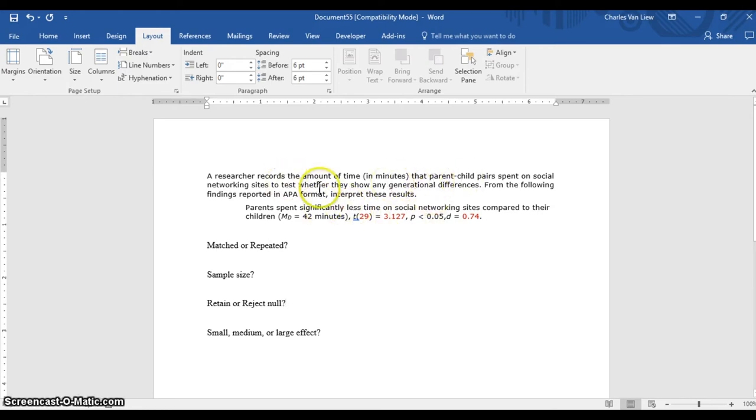The problem talks about a researcher recording the amount of time parent-child pairs spend on social networking sites to test generational differences. So you have the results here below. Parents spend significantly less time, t(29), t value, p, and effect size stated in Cohen's d. Now the first thing it wants to know is, was this design a matched or repeated measures design?